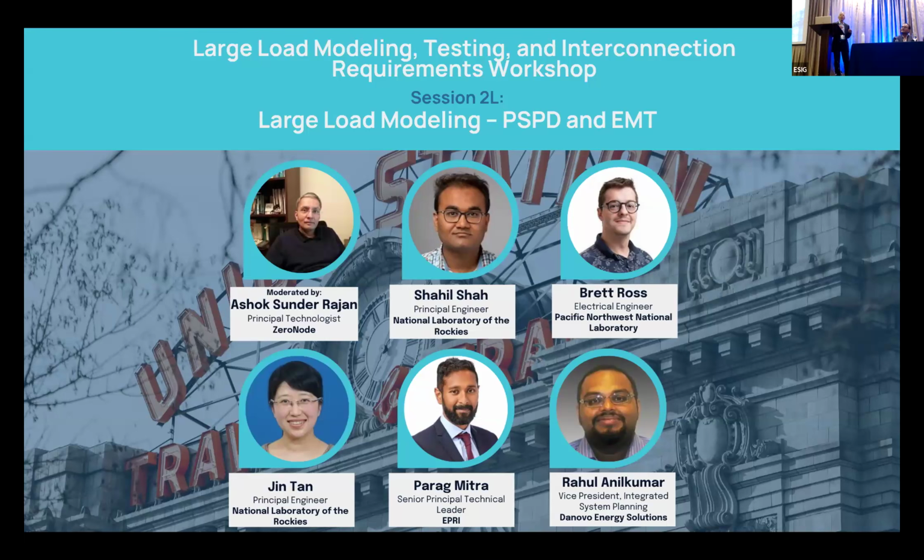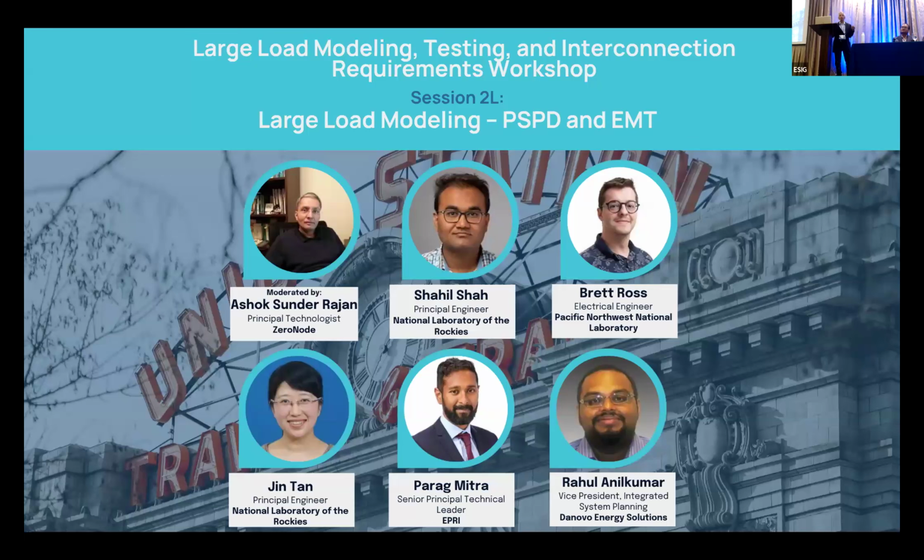So you have 5 panelists here, and the way they are structured is the first 2 people, Shahil and Brett, are going to speak about look within the cycle, EMT, electromagnetic transients. The next 2 are going to look macro cycle, which is positive sequence, phasor domains, and subsynchronous responses and ride-throughs. That will be Jin and Parag. The last person, Rahul, will speak from the load side, the data center side.